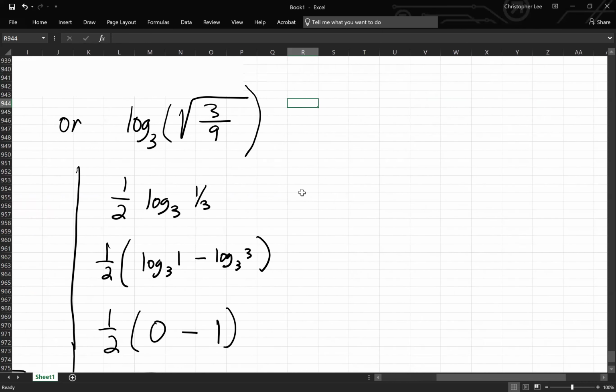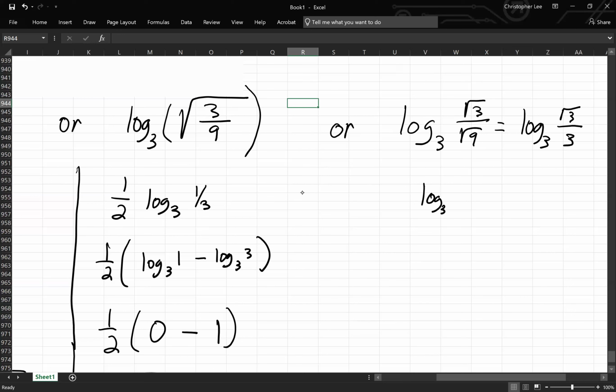Another situation is popping into my head. This could have also been reduced to log base 3 of square root 3 over square root 9, which would be log base 3 of square root 3 over 3, right? And if it was that case, I think I'm going to come out with the same answer, but let's verify.